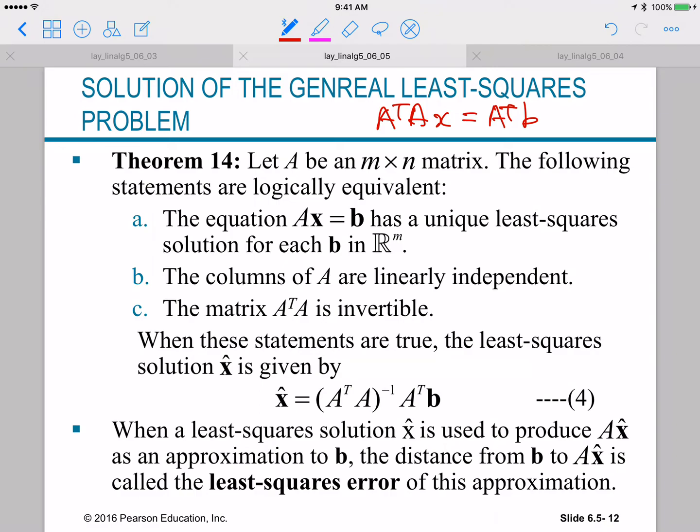At least A transpose A is a square matrix, right? But the question is, even if we have a square matrix, if our vector is outside of the columns of this A transpose A, it will still not give you any solution. In that case, we may not have any solution at all, even after we obtain this normal equation. So will it be possible that there is no solution for this normal equation?